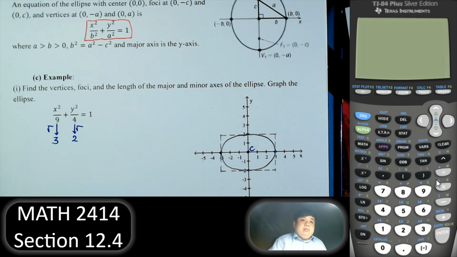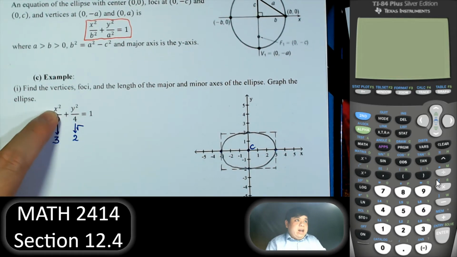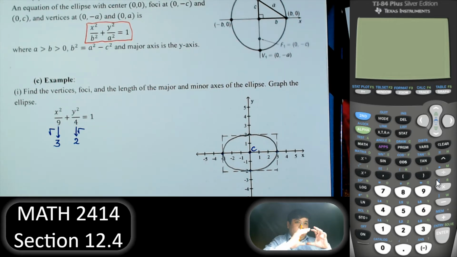Right, so that is an ellipse. So it's easy to draw. Square root of x, whatever inside below the x squared, take the square root. Whatever below y squared, take the square root. And in that case, we have the box, and then we have the ellipse.